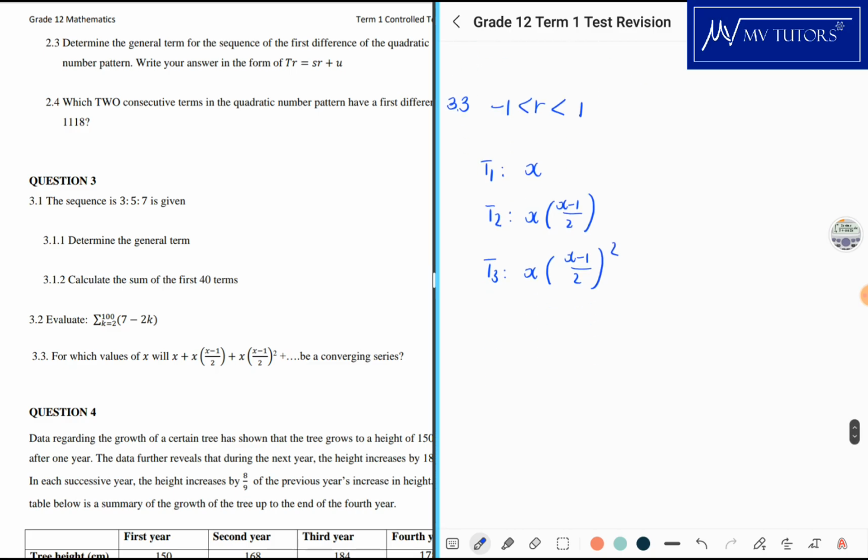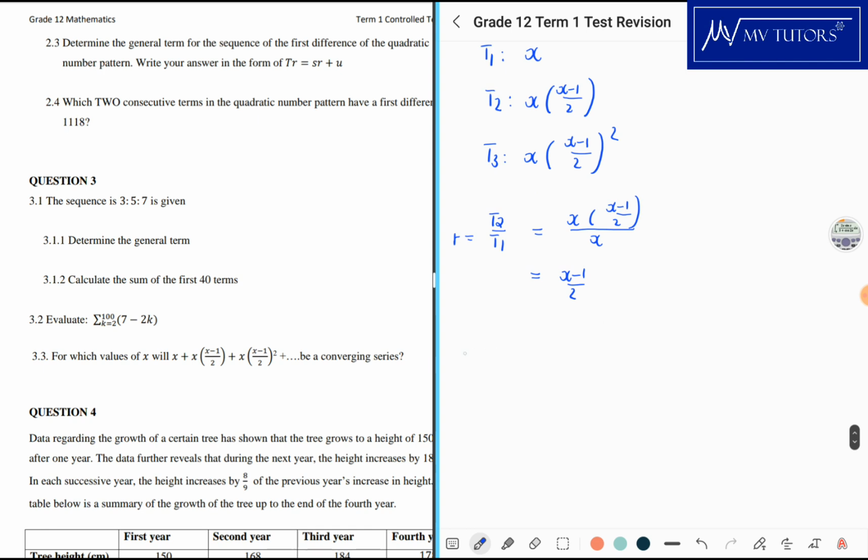So if I were to look for r, r would be term 2 divided by term 1. So what is term 2? It is x, and then I have (x minus 1)/2, and what's term 1? It's basically x. Okay, so r in this case is (x minus 1)/2.